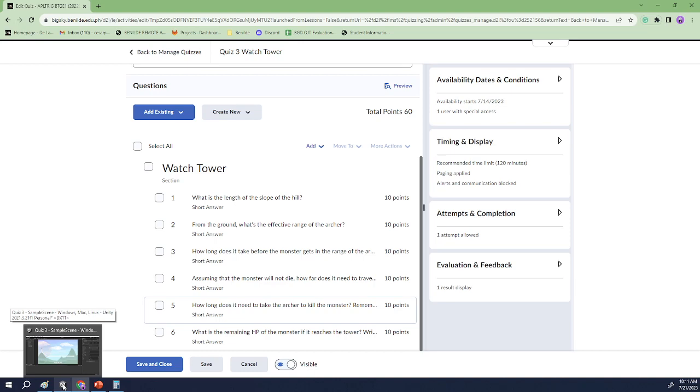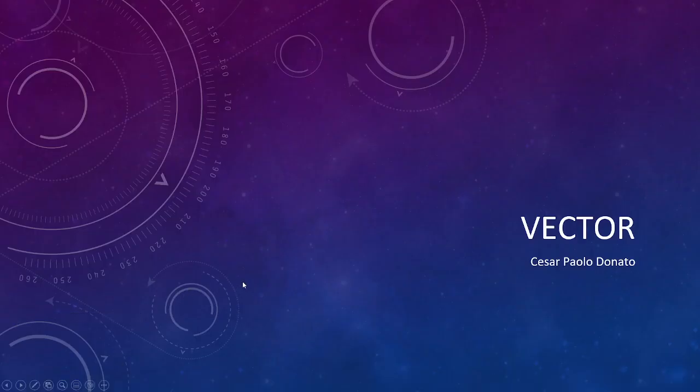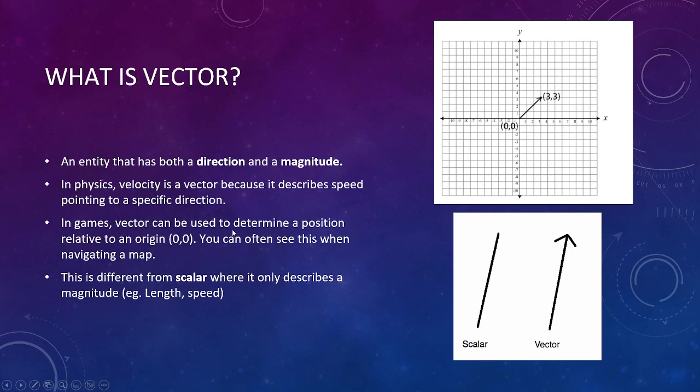We can go to our discussion for today, which will be about vectors. Now, vectors are very important in our game dev. It is how we get our distance, our direction, and anything space related. I mean, positions and whatnot. We use vectors. So, what is a vector?